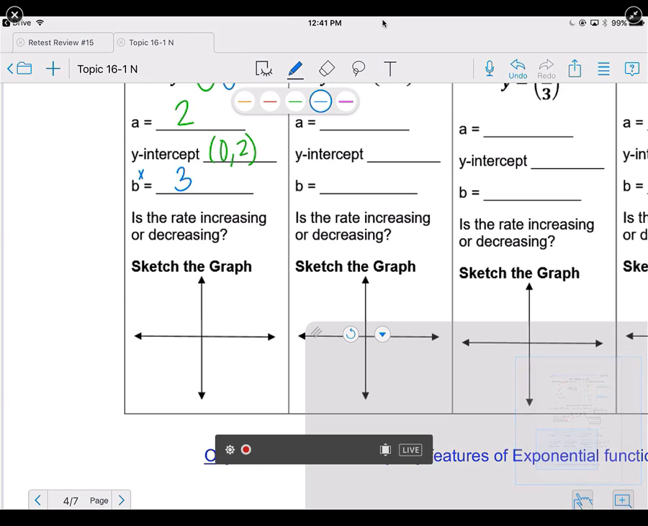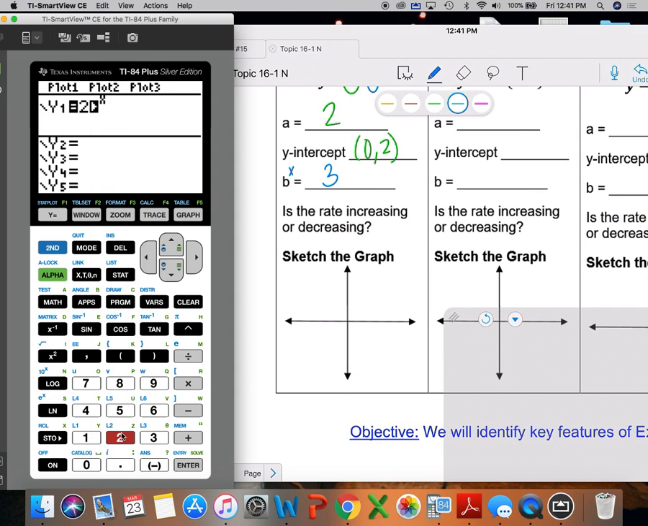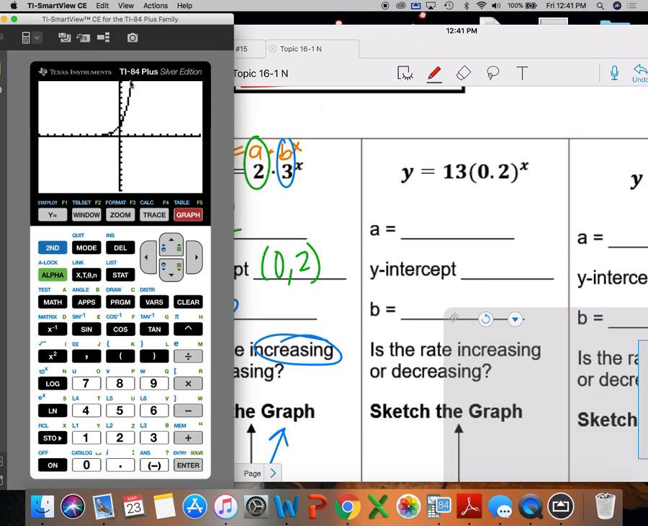Now, to determine if this is increasing or decreasing, I'm going to put it into y equals. So I have 2 times 3 raised to the x. Now my little x is there, but I use the up arrow to get up into the exponent. So when I click graph, this is what my graph looks like. So we're going to do just a real quick rough sketch. And this one is increasing. I know that it's increasing because we read graphs from left to right. So as I follow the graph on the left, it goes up and is therefore increasing.